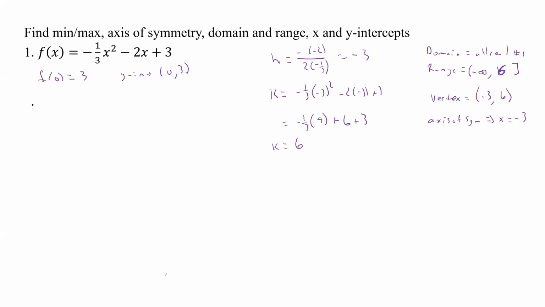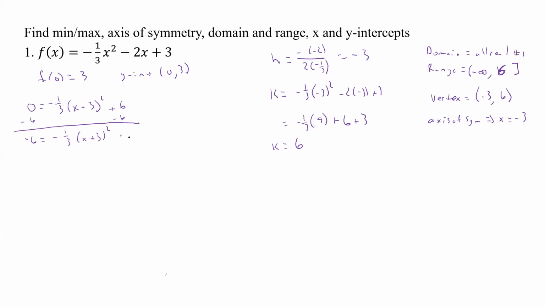So if I first put it in the standard form and set it equal to 0, I'm going to have 0 equals minus 1/3 times x, and then our h is that, so it's going to be plus 3 squared, and then our k is plus 6. Okay. Now I need to solve for x, so subtract 6, subtract 6. So minus 6 equals minus 1/3 times (x plus 3) squared.